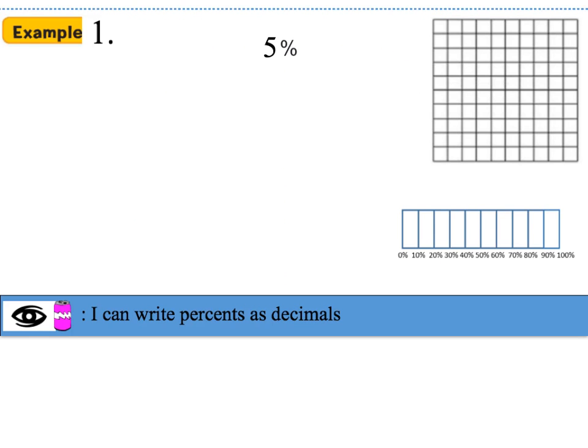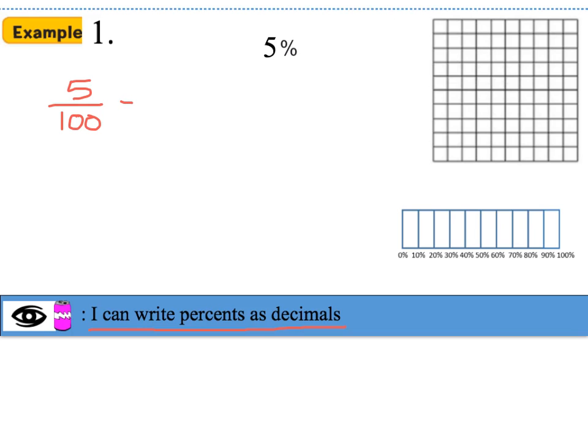For example 1, let's review the I can statement. The I can statement says, I can write percents as a decimal. They are giving us the number 5%. Since percents are ratios compared to 100, I can write 5% as 5 over 100.